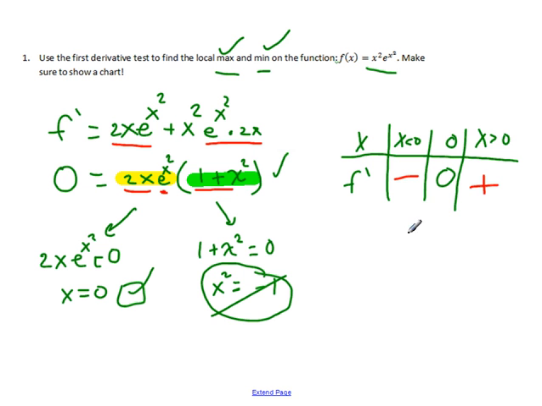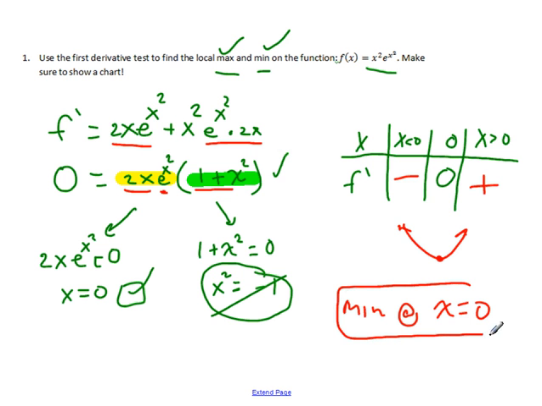So therefore, we have ourselves a local min. So there is a min at x equals 0. What is the min? Well, it doesn't really ask that, but our min is our function evaluated at 0, which is 0. Putting 0 in for x here gets 0. All right, that's the first problem.